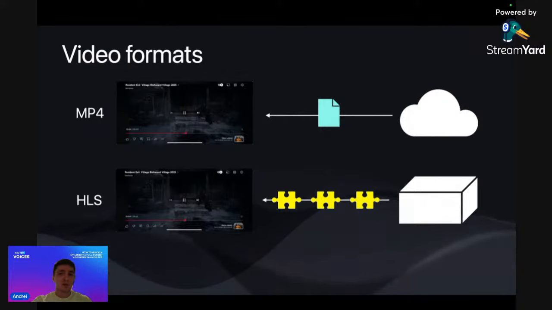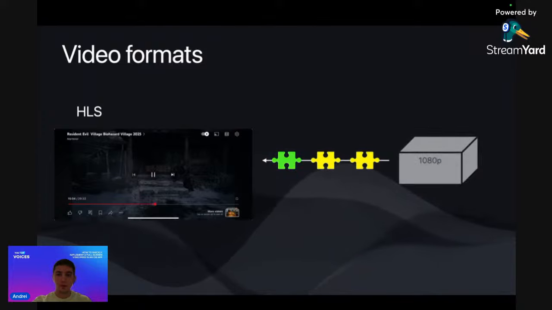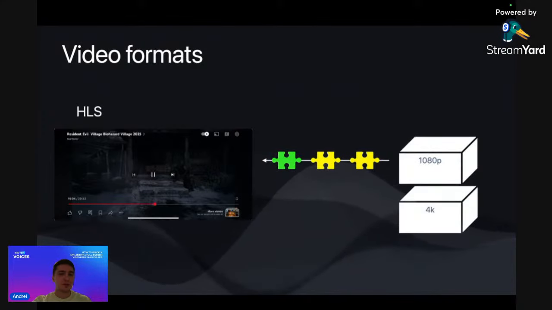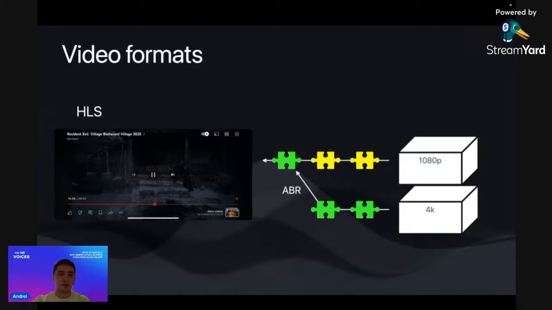And if you need to switch between video quality, in the case of the MP4 file, we must download a new file before changing the resolution. But in the HLS case, we can switch to chunks of different quality immediately. Also, HLS allows us to work with adaptive bitrate streaming algorithms, which automatically adjust the quality based on the network condition.